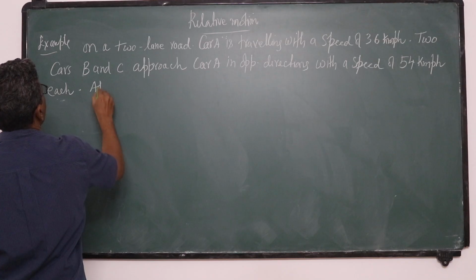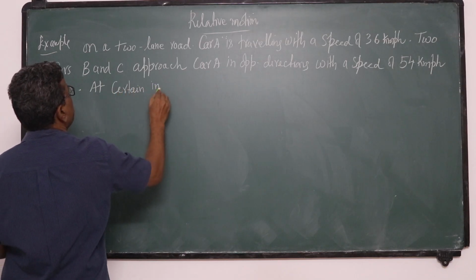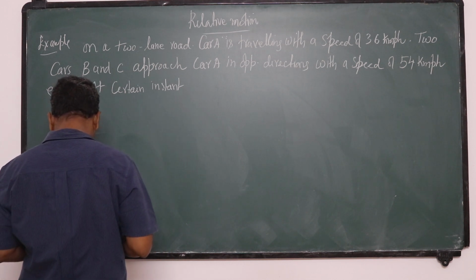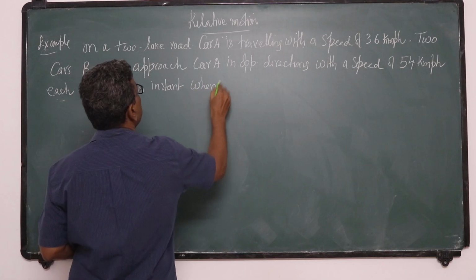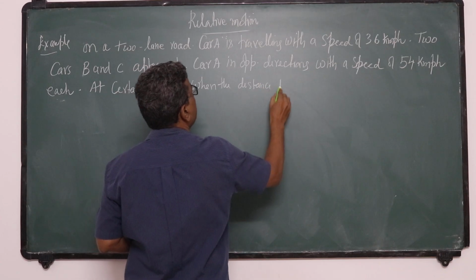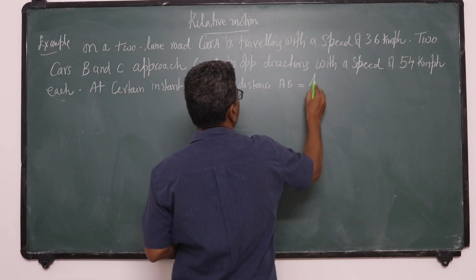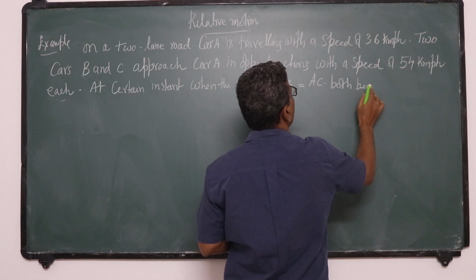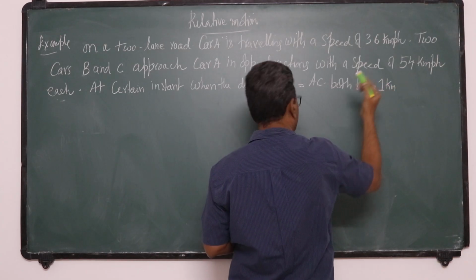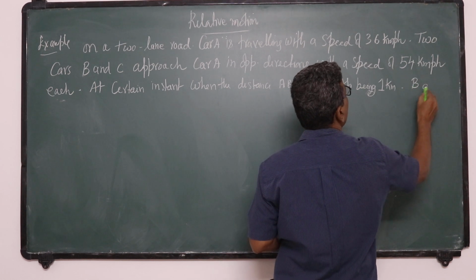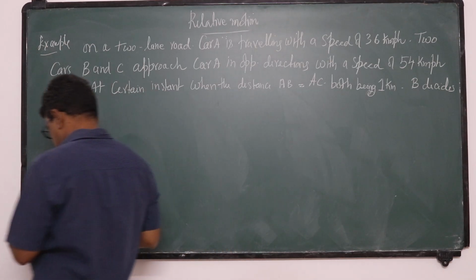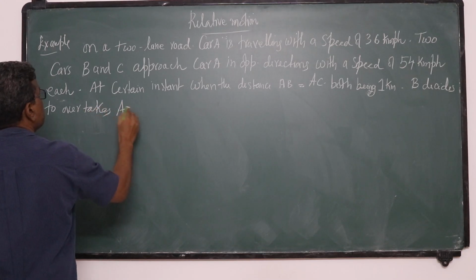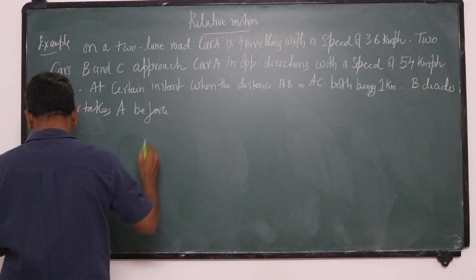At a certain instant, when the distance AB is equal to AC, both being 1 kilometer, B decides to overtake A before C does.